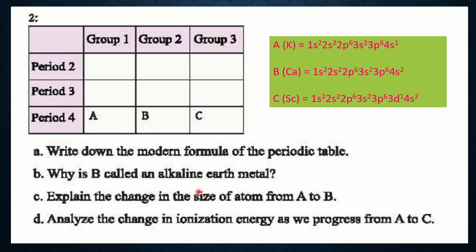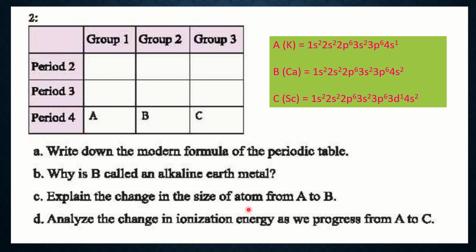Why is B called an alkaline earth metal? B means calcium. This is the element of group 2. So this element is called alkaline earth metal. Why? Because calcium produces calcium hydroxide alkali with water, and it is also found in soil, in earth, like calcium carbonate, calcium chloride, these compounds. So calcium is called alkaline earth metal.